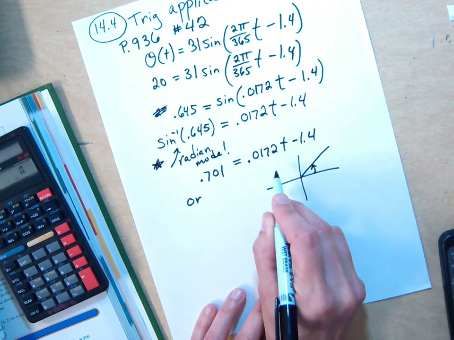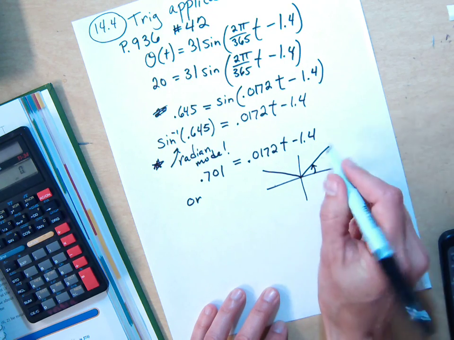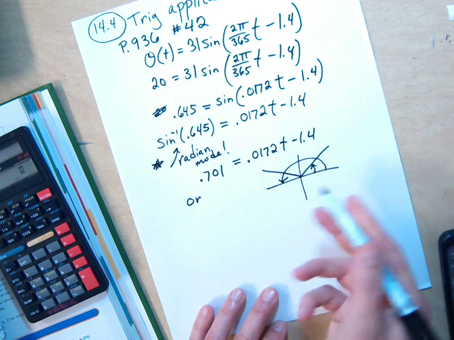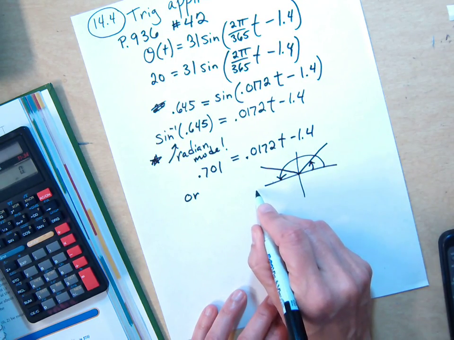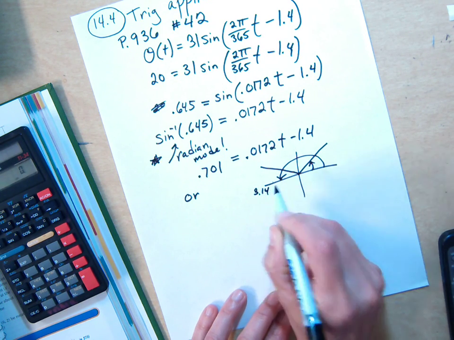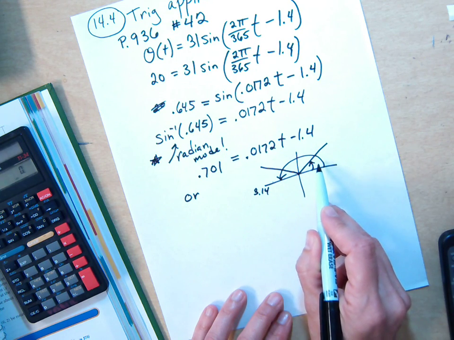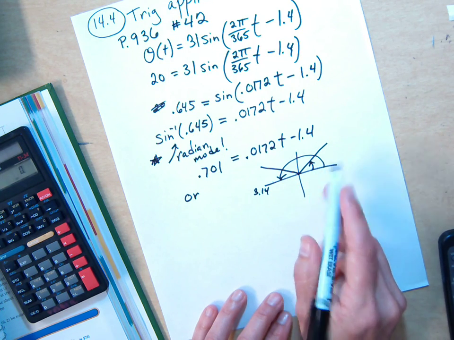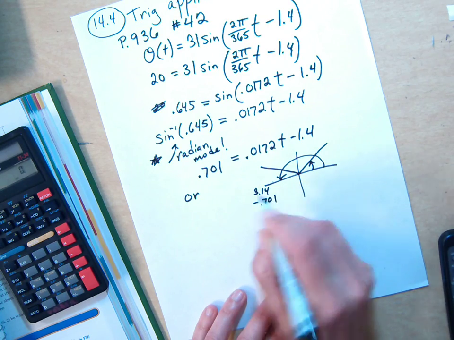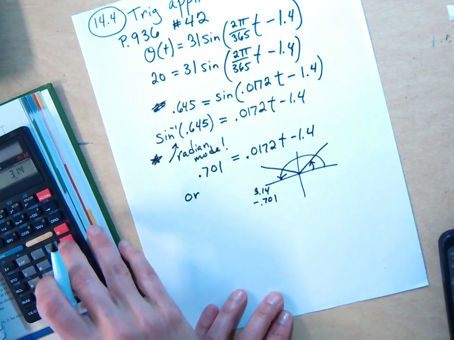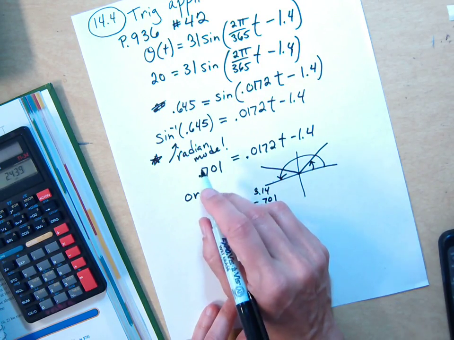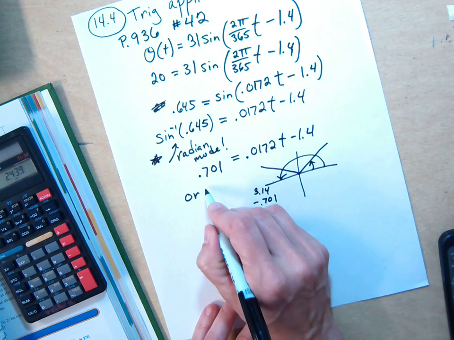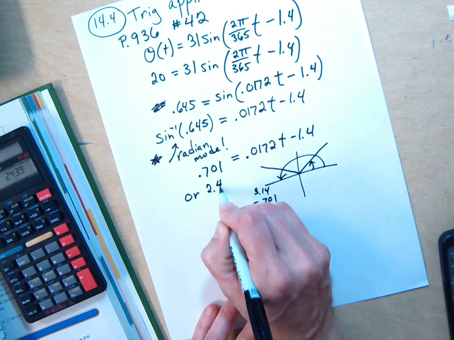In quadrant 2, right? Remember? So we need two answers. One's there. One's here that we just used by doing geometry. So the other answer is how many radians here? Pi, right? 3.14. So just do 3.14 minus 0.701. Minus 0.701. And that's going to give you your other answer. So it's that, or it is 2.439.